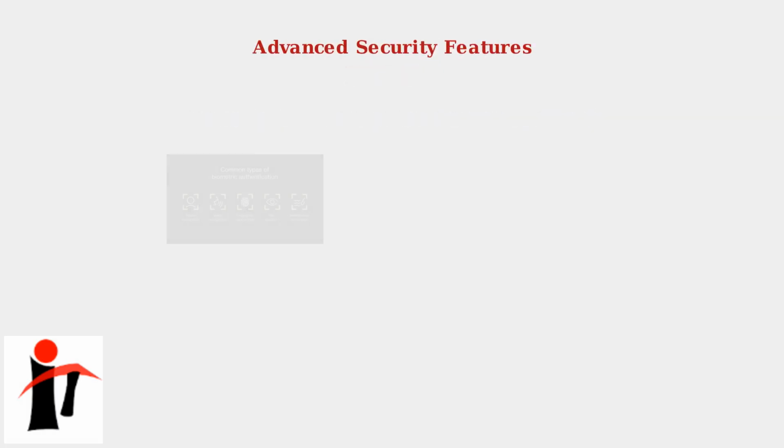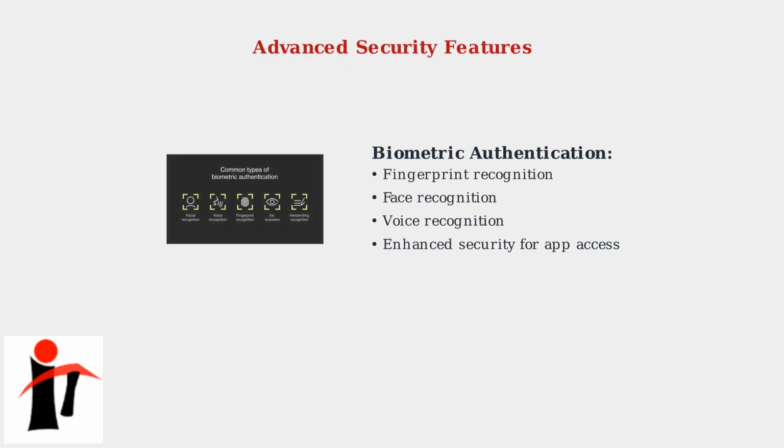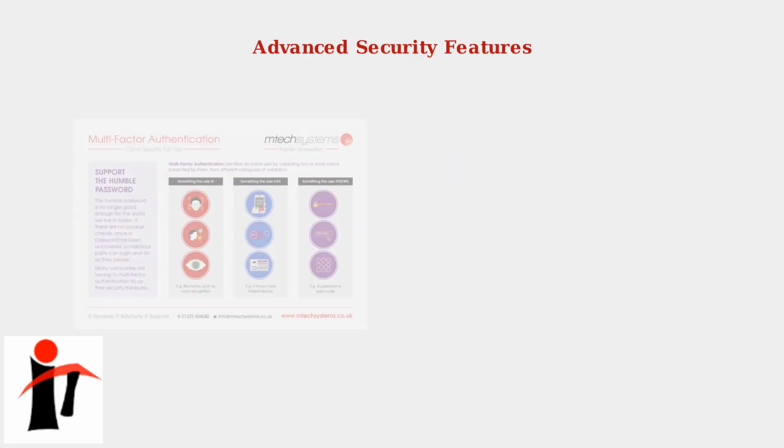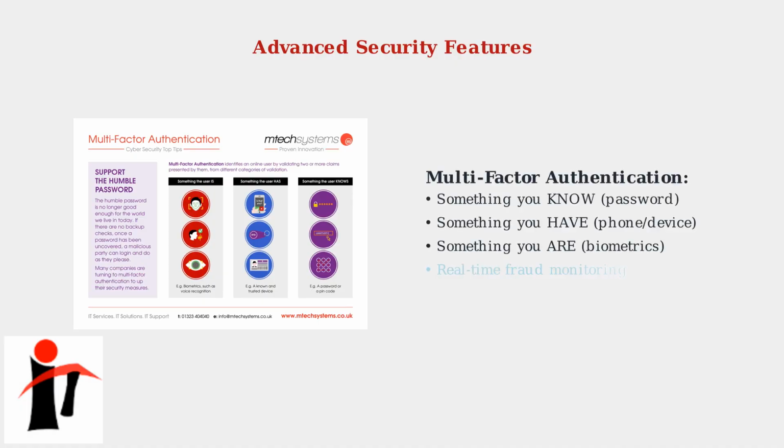Wells Fargo employs advanced biometric authentication methods, including fingerprint recognition, facial recognition, and voice recognition. These technologies provide an additional layer of security beyond traditional passwords. Multi-factor authentication combines multiple verification methods to ensure maximum security. This includes something you know like a password, something you have like your phone, and something you are through biometrics. Wells Fargo also provides real-time fraud monitoring to detect suspicious activity.